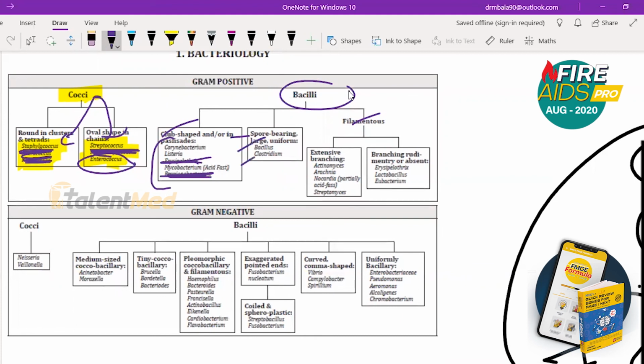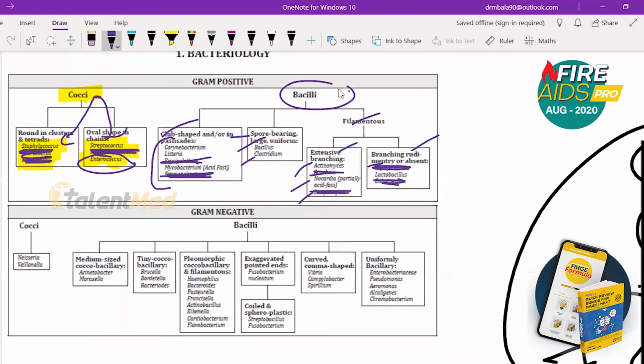Filamentous means they could be branching or they could be rudimentary. So branching is going to be Actinomyces, Arachnia, you don't need to know, Nocardia, Streptomyces, and rudimentary or absent is Erysipelotrix, Lactobacillus, Eubacterium. So here at least you need to know Lactobacillus. Here Streptomyces, if you don't know, that's fine. So Actinomyces, Nocardia is extensive branching filamentous, and Lactobacillus is filamentous.